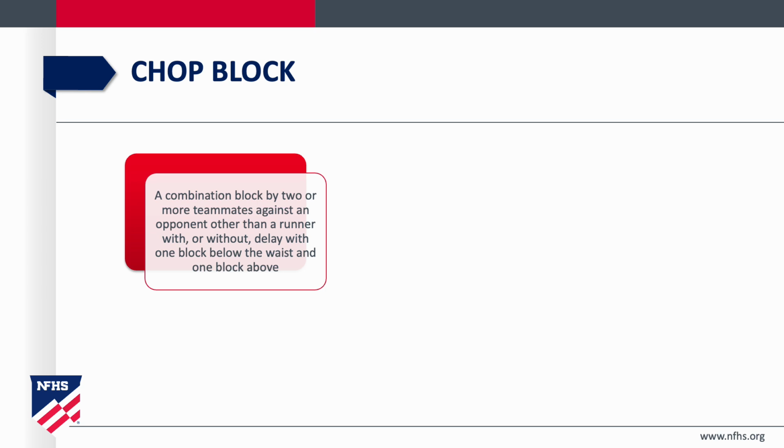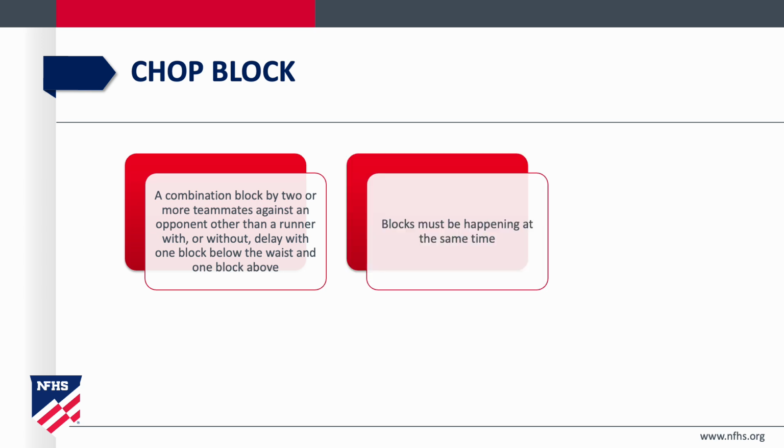If we have two blocks occur high or two blocks that occur below the waist, provided it's in the free blocking zone and the block is immediately after the snap, we don't have a chop block. We have to have one high and one low. Both of the blockers must be engaged at the same time for it to be a chop block. If we have a low block that occurs at the snap and then disengages and then a high block that comes in after that, we have a legal play.